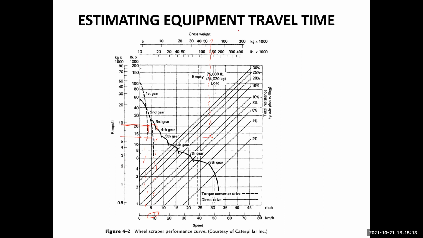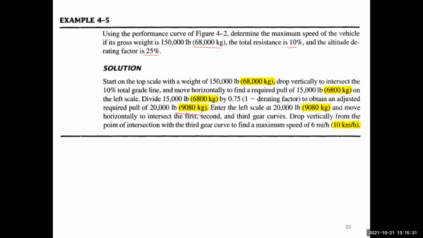In this way, we can find the maximum speed for this weight level in equipment which are used on wheels. So this was example 4-5.